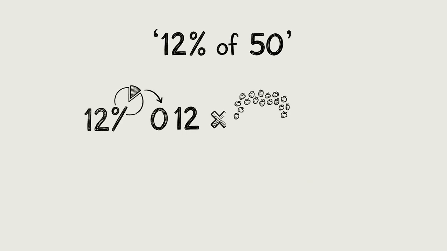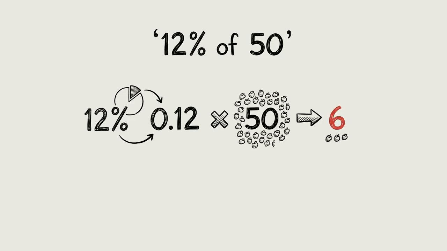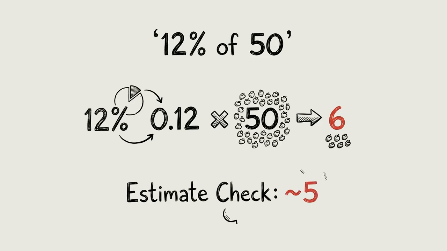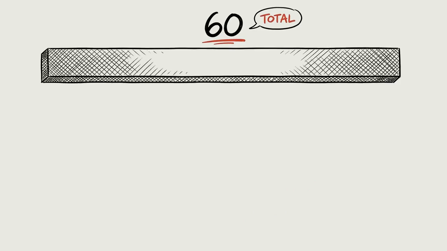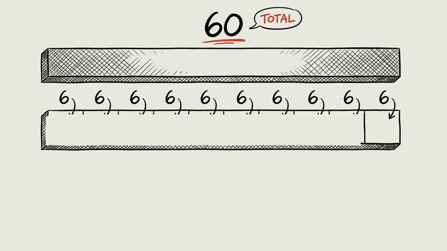Find 12% of 50. First, convert the percent. 12% is 0.12. Now, multiply 0.12 times 50. 10% of 50 is 5. 2% of 50 is 1. Add them together and you get 6. Pause and check. Is 6 reasonable? 12% is a little more than 10%, so a little more than 5 fits well.